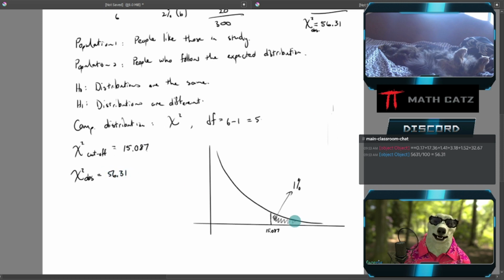56.31. We see that's way out here. Further, I don't really care about the scale. It's in this cutoff region. And we are ready for our conclusion.